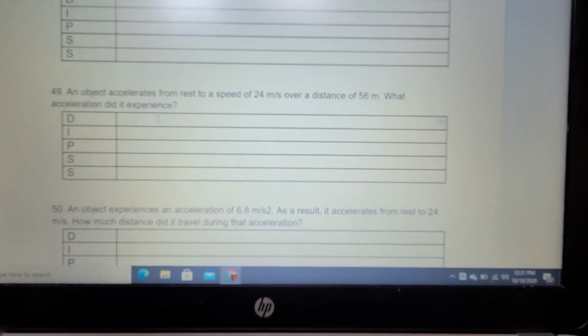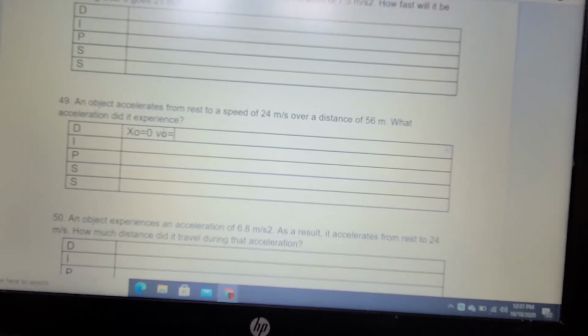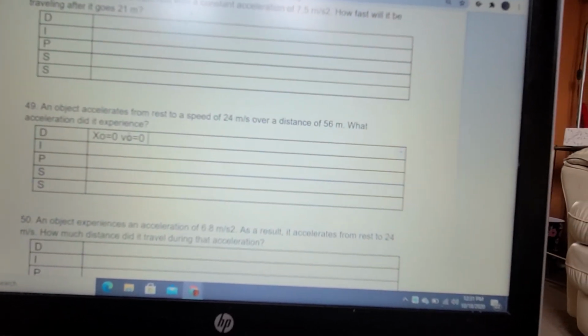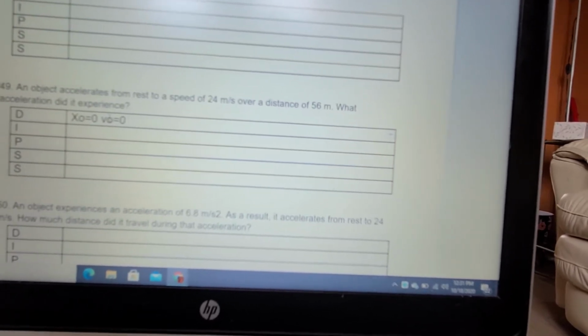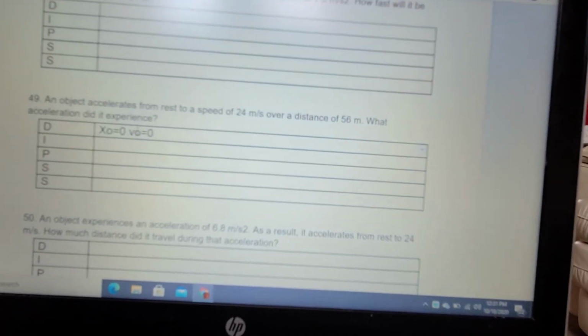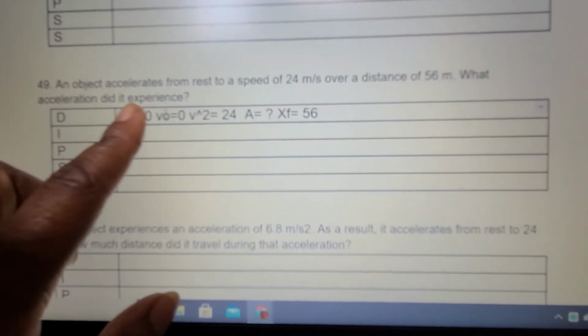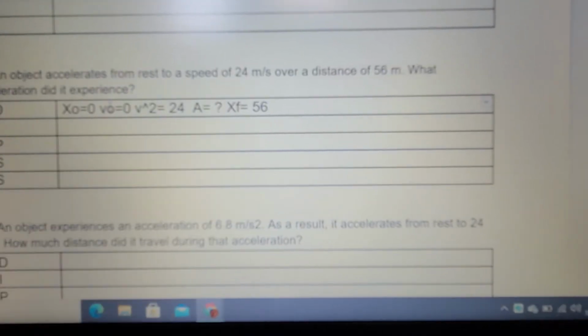Okay, for number 49, it says an object accelerates from rest. So right there again, you have another double variable. You have XO, which equals 0, and you have VO, which also equals 0. Now, with a speed of 24 meters per second over a distance of 56, what is its acceleration? So you have the V squared. These are the variables that I have for number 49: 0, 0, 24, question mark, and 56.